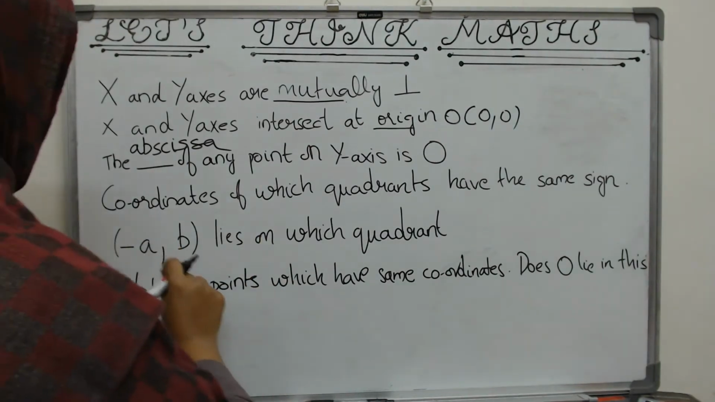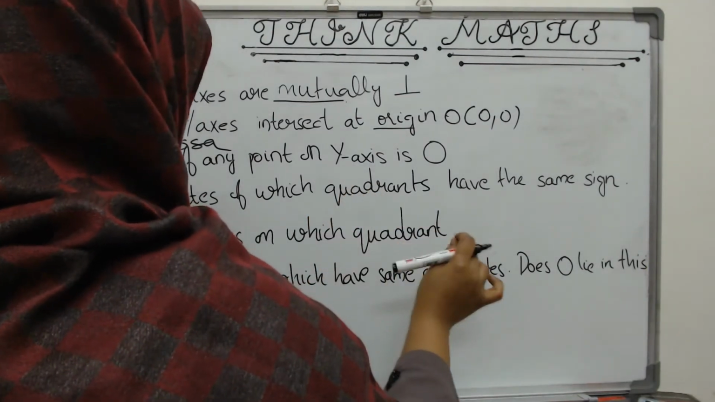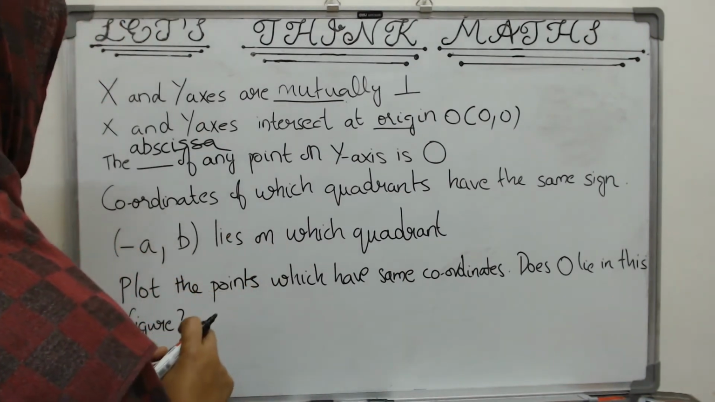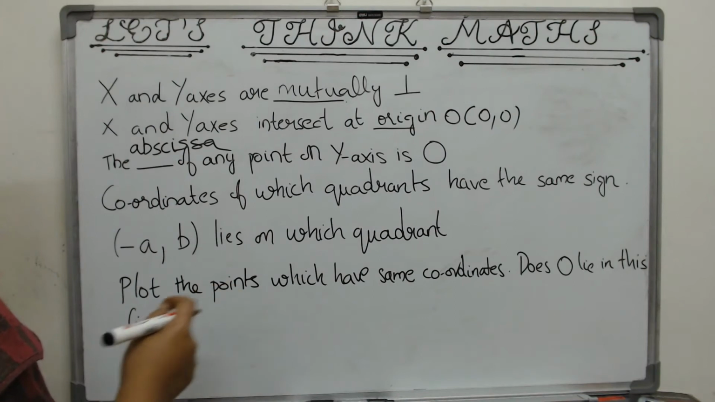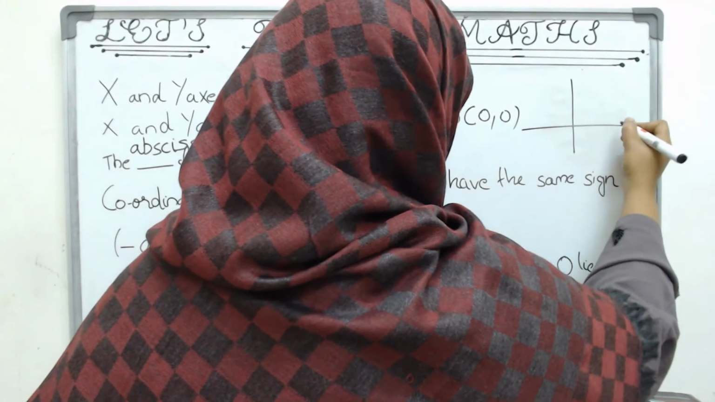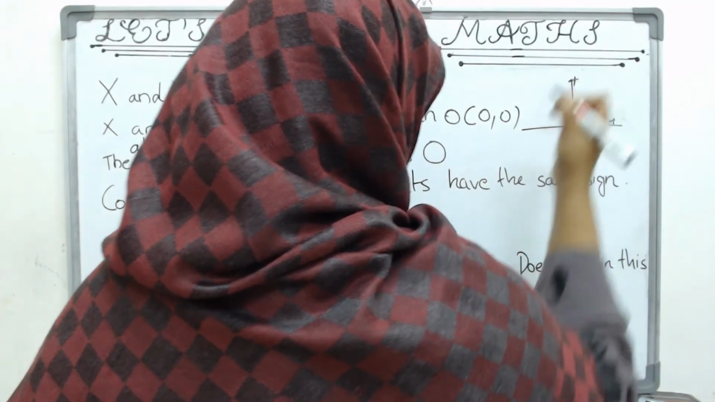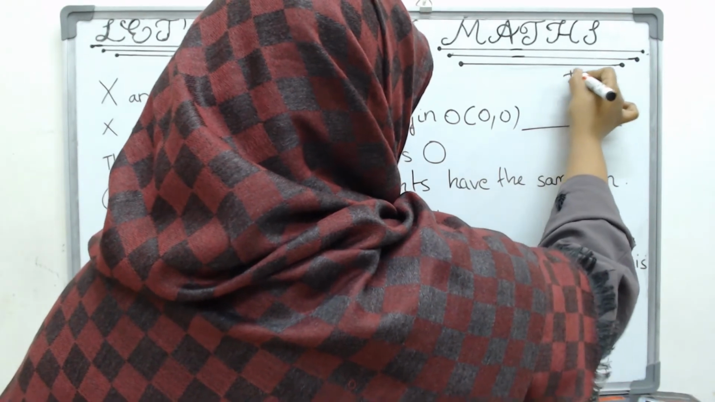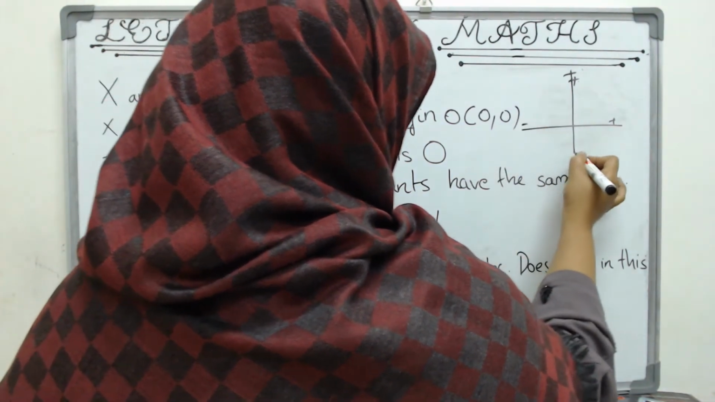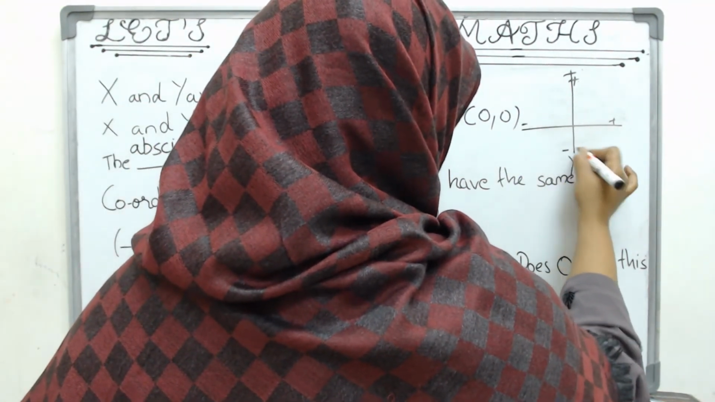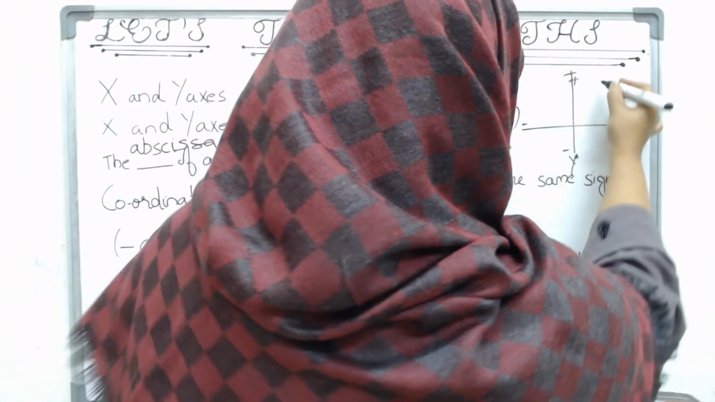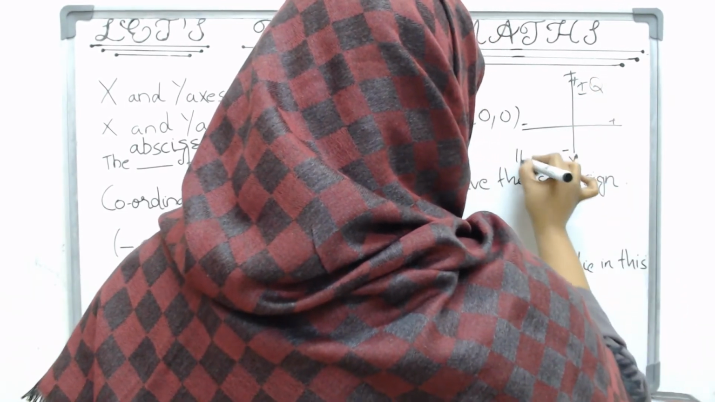So, the coordinates of which quadrants have the same sign? Or in other words, both the abscissa and the ordinate have to be positive or they both have to be negative. So how do our quadrants look like? Here x is positive, y is positive. In this area y will be positive, x will be negative. And here we have negative y, right? So in this area and in this area, the first quadrant and the third quadrant.